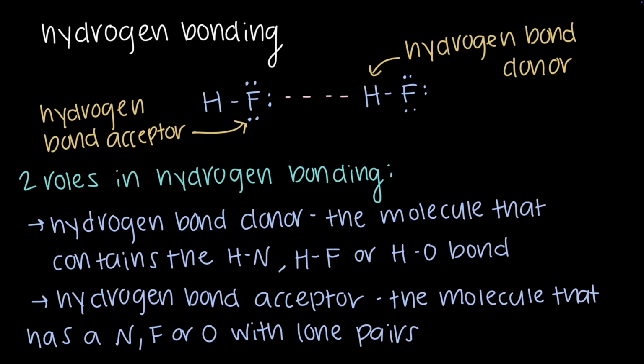There are two roles in hydrogen bonding: a hydrogen bond donor and a hydrogen bond acceptor. The hydrogen bond donor is the molecule that contains the H-N, H-F, or H-O bond, and this creates the highly partial positive hydrogen required for the interaction. Accepting that hydrogen is the hydrogen bond acceptor, and this molecule has a nitrogen, oxygen, or fluorine atom with lone pairs of electrons. This lone pair has a partial negative charge and accepts the partially positive hydrogen, forming the hydrogen bond. This creates the hydrogen bonding interaction.